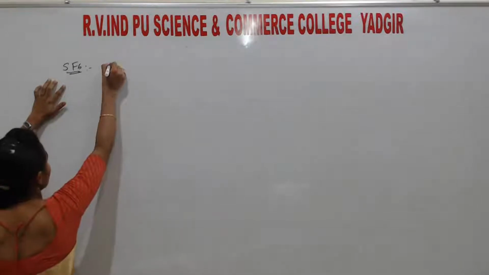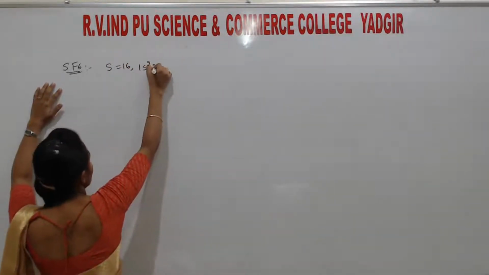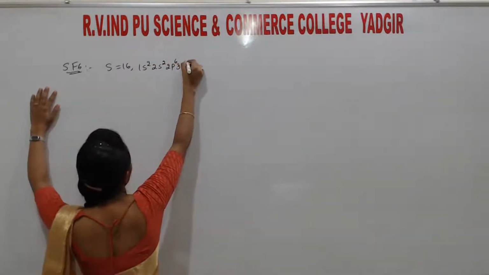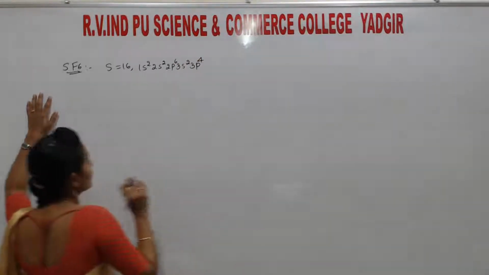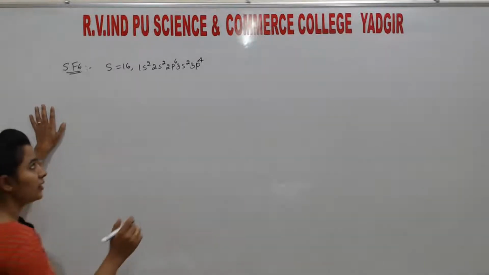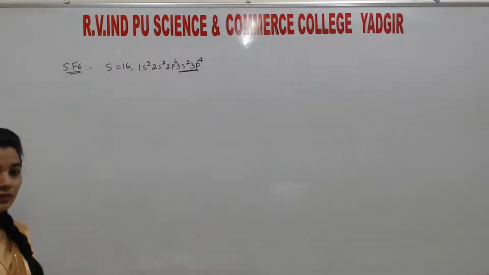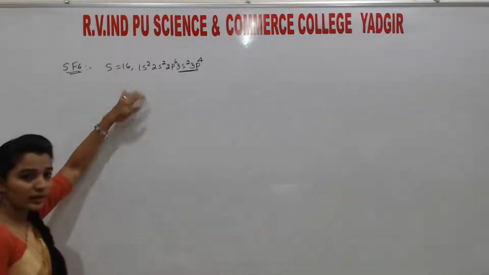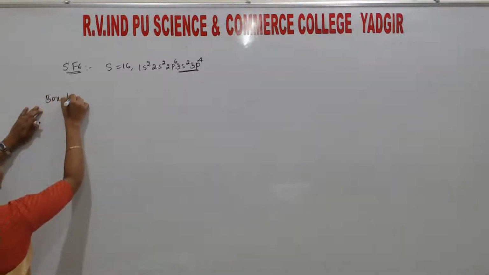Sulfur is there. Its atomic number is 16. Configuration is 1s2, 2s2, 2p6, 3s2, 3p4. Here, which one is the valence shell? This is the valence shell. Now the second step, once we know the hybridization state of this molecule, is the box diagram.